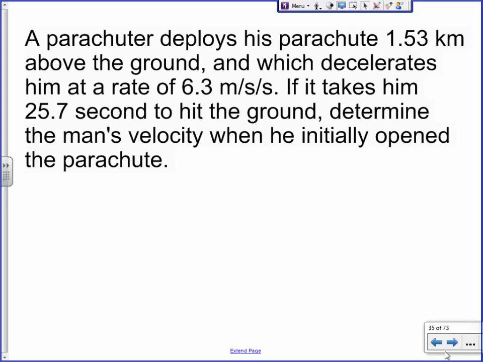See if we can get the scenario here. The guy's already free falling, right? He then opens his parachute 1.53 kilometers above the ground. It started to slow him down, so he wasn't going quite as fast as he was anymore, because he was going pretty fast, right? He's going to keep speeding up until he hits terminal velocity and then it's flat. So he decelerates at 6.3 meters per second squared. It took 25.7 seconds for that to happen. How fast would he go then?